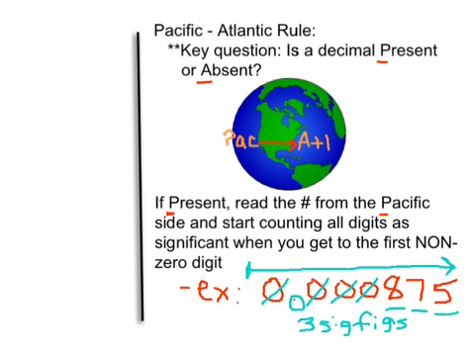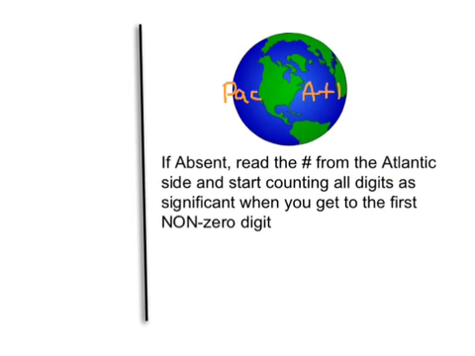Okay, so that's if a decimal is present. Now let's take a look and see if the decimal is absent. The Atlantic part of the rule says that if the decimal point is absent from a number, if there's no decimal point in the number or the measurement that you are looking at, you're going to read the number from Atlantic to Pacific side. So you're going to start at the Atlantic and read it the opposite way and go to the Pacific side. So you're going to read it from right to left now.